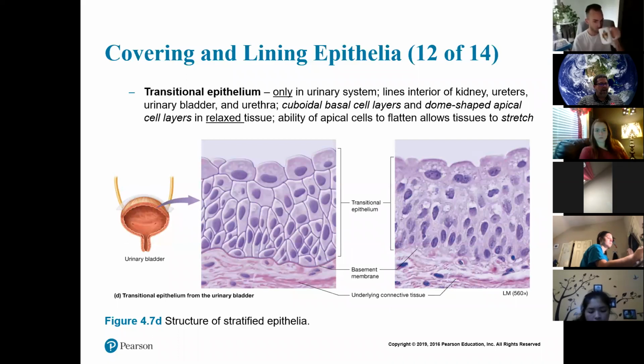Okay. Here is our transitional epithelium. This is a much better picture than the one I had in lab. This is the bladder, and you can see that it's kind of a stratified cuboidal, or stratified marshmallow, and it can get thin or thick based on how full the bladder is. Also in the urethra. So we've got the ureters, bladder, and urethra. It is a cuboidal stratified, but we call it transitional because it's God's stretchy epithelium.